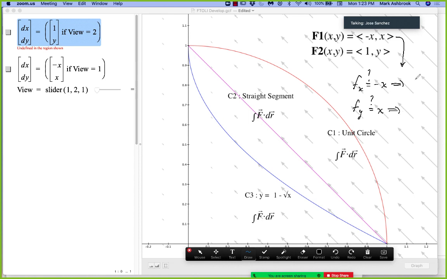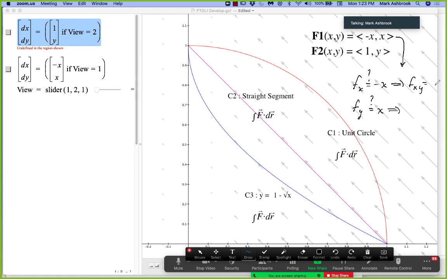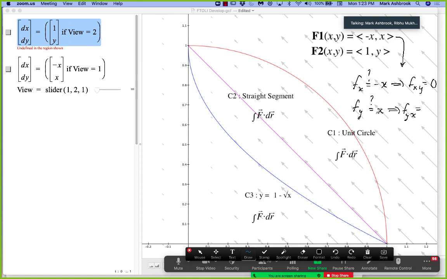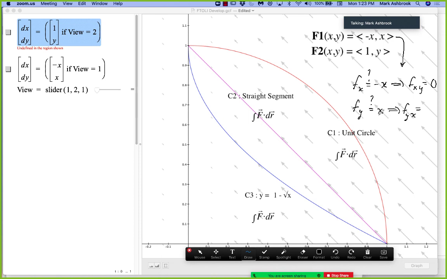Take the first one with respect to y and the second one with respect to x. What do I get for the first one? So this negative x, the partial derivative with respect to y, is 0. Take the partial derivative of this one with respect to x, and you get 1. Conclusion: not a conservative field. Clairaut's theorem does not hold. Not a gradient field. And let's confirm that by sight, looking from A to B here.